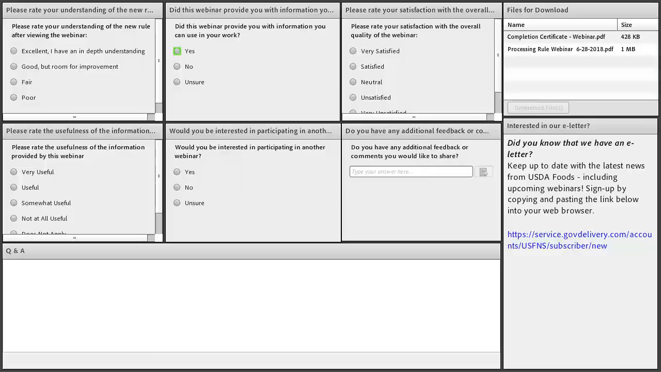Another question for Kylie. Will a distributor be required to have a national processing agreement when acting on behalf of a recipient agency? The answer to that question is no.